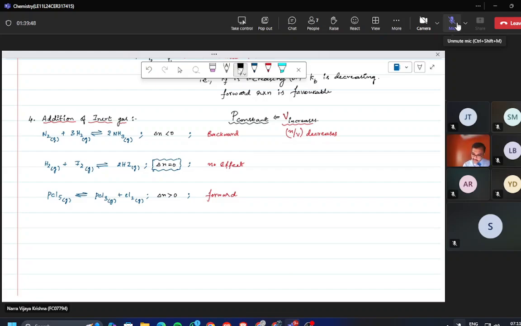Okay. If pressure is not constant, means volume should be constant. Pressure should increase and volume should be constant. Right? So I am adding inert gas by keeping volume constant. If volume is constant, then what is N by V?